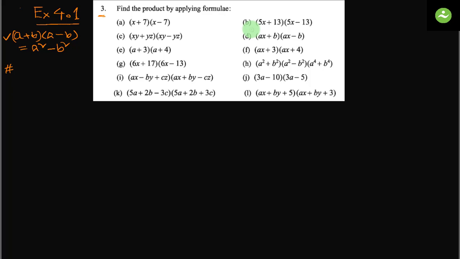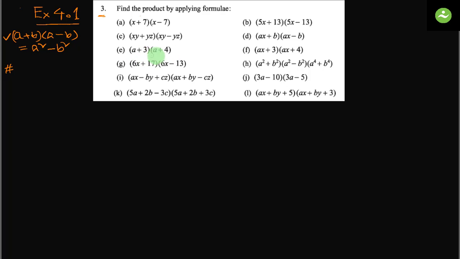Let's do B, 5x plus 13, 5x minus 13. A plus B, A minus B, pretty simple. C, xy plus yz, xy minus yz. Here also we can apply A plus B, A minus B and simplify, and then we get the product. D, ax plus b, ax minus b. This formula we can apply here. A square minus b square, it should be A plus b into A minus b. E, A plus 3, A plus 4.